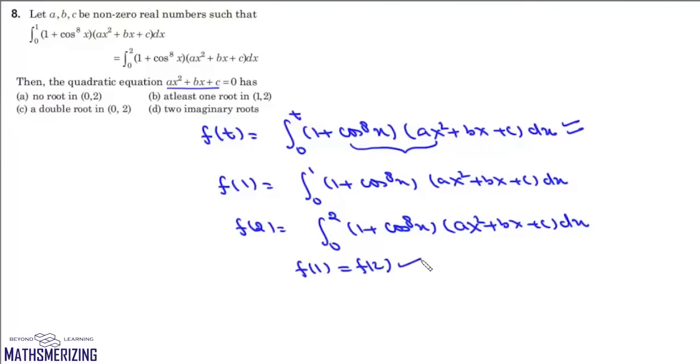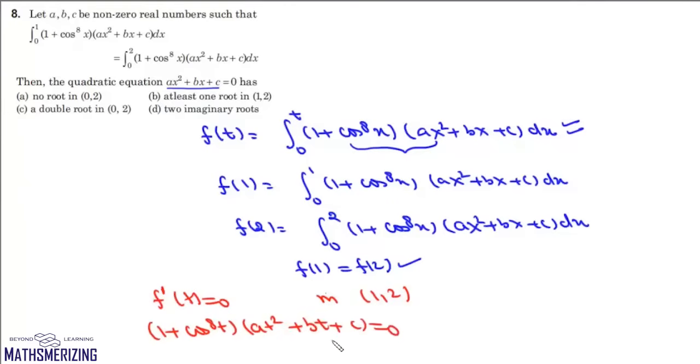So this function again satisfies all the three conditions of Rolle's theorem. That means at least one root of the equation f dash t equals 0 will lie in the interval 1, 2. Now what's f dash t? F dash t will be (1 plus cos t to the power 8)(at square plus bt plus c) equals 0. Now this factor cannot be 0. That means at least one root of ax square plus bx plus c equals 0 must lie in the interval 1 to 2, and that's your option B.